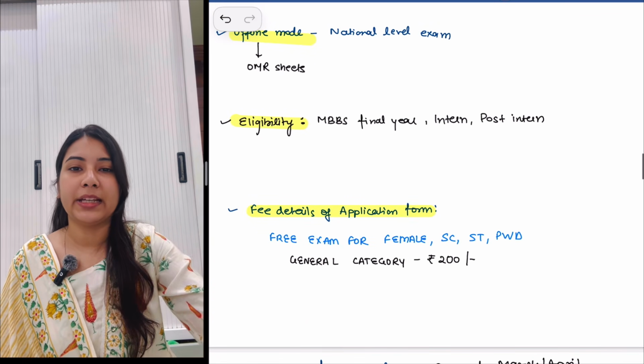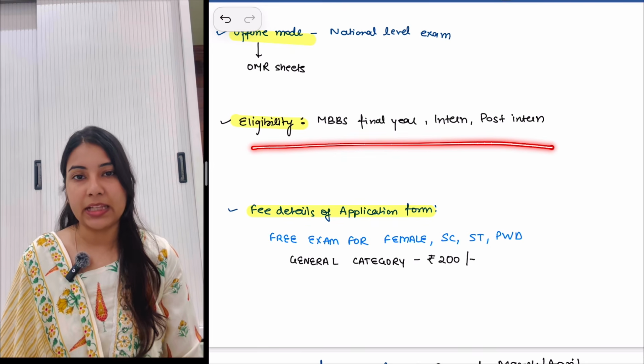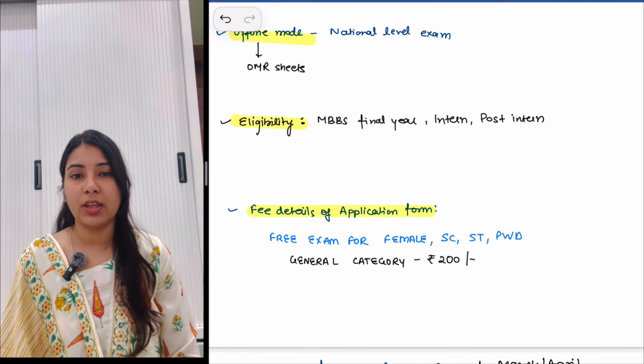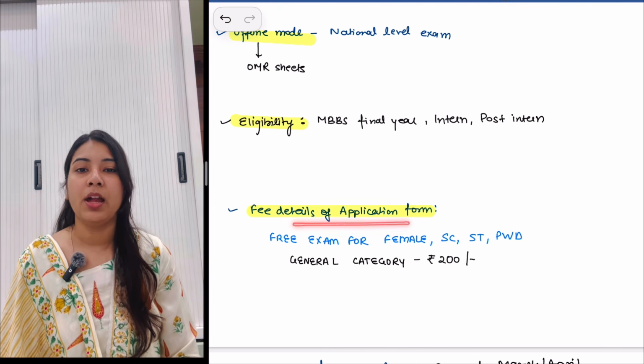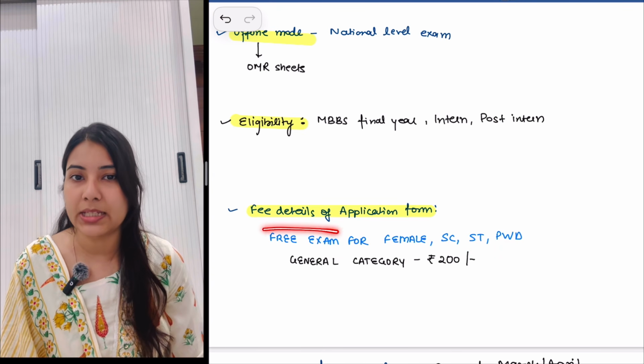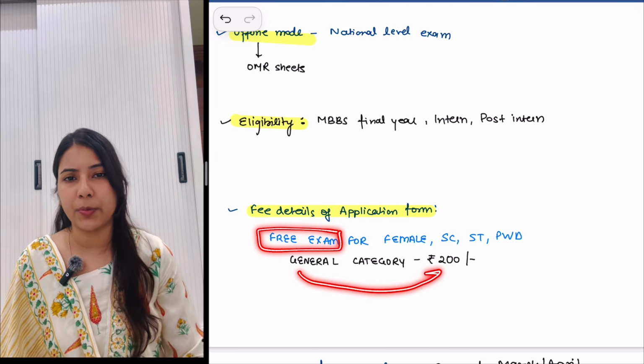Now the eligibility criteria is if you are in MBBS final year or if you are an intern or post intern, you are eligible to give the exam. Now the fees detail for the application form. For women, OBC, SC, ST, there is no fees to give the examination. For general, it is around 200 rupees.